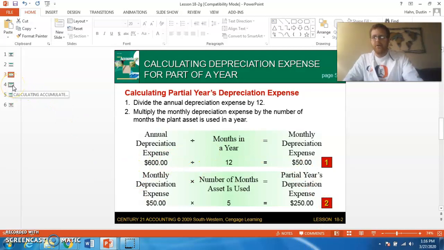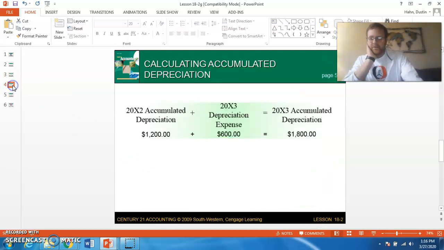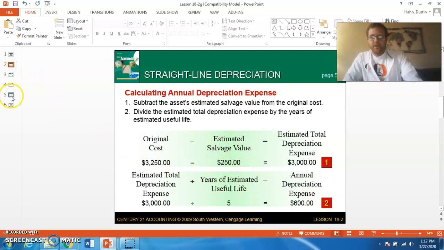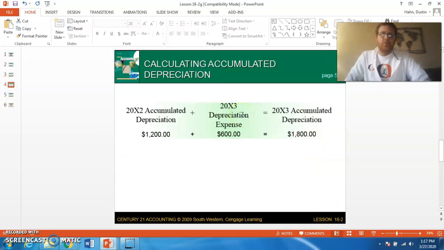I know I'm going a little bit fast, but I'm trying to get this all in, and I can also answer questions individually. So now, once you have your numbers right here for all your depreciation, this next one is working with accumulated depreciation. So let's just say that in 1 year it depreciated $1,200 worth.